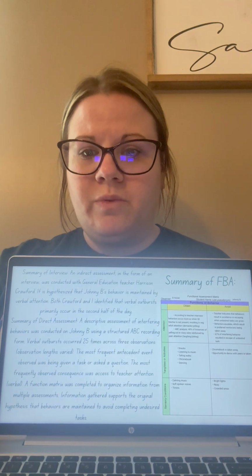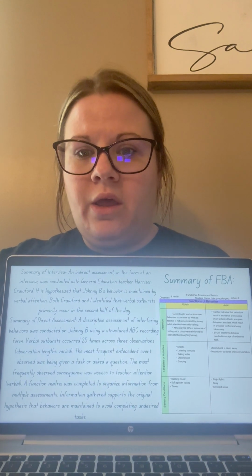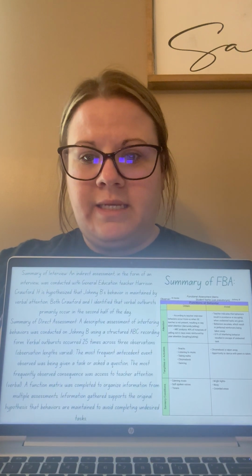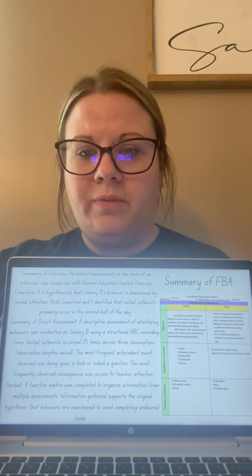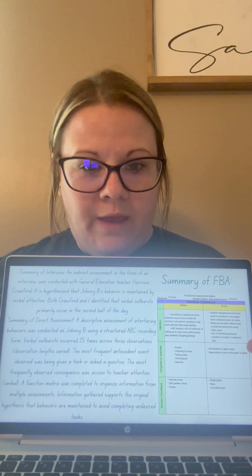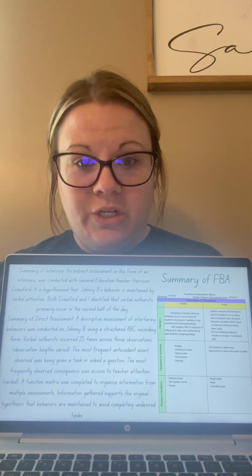A function matrix was completed to organize information from multiple assessments. Information gathered supports the original hypothesis that behaviors are maintained to avoid completing undesired tasks. And here is a copy of the function matrix that I completed.